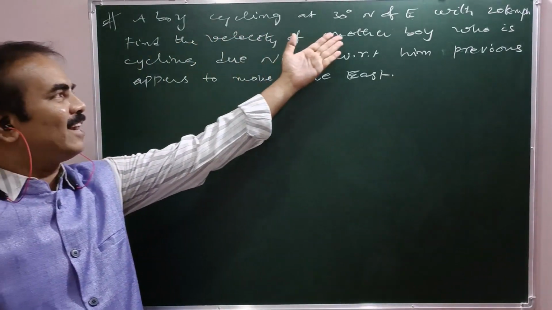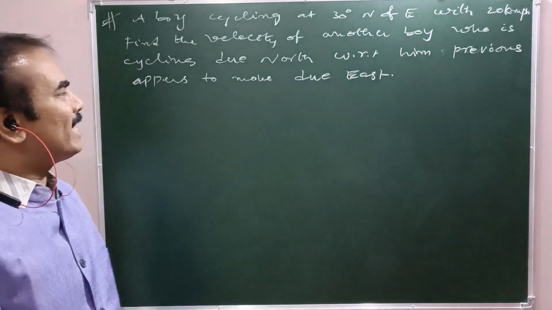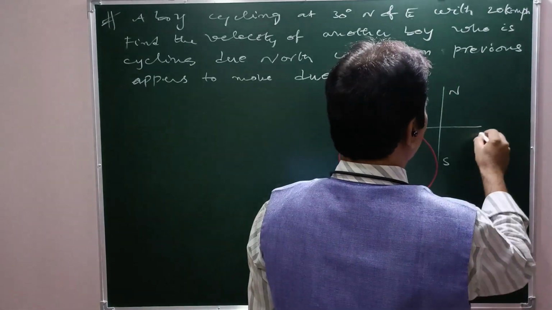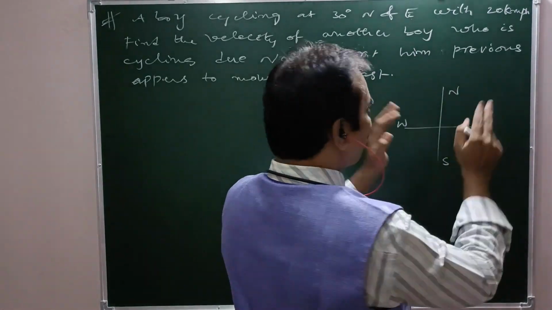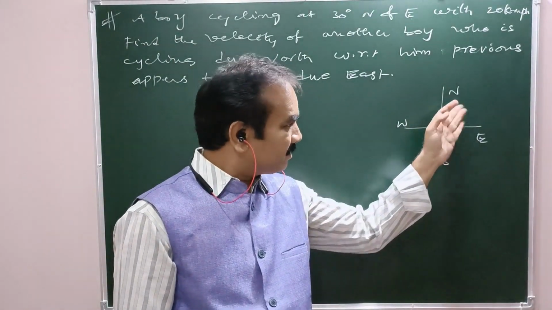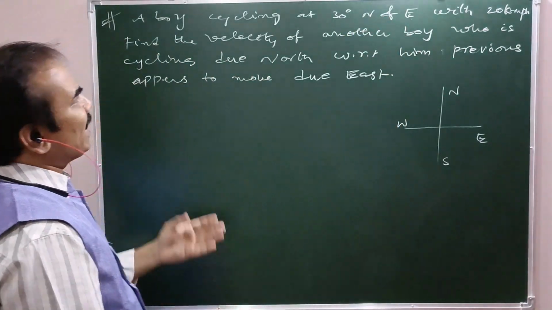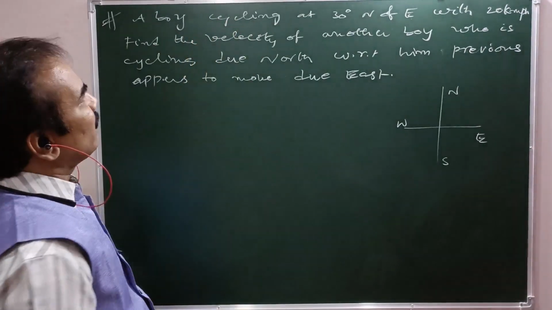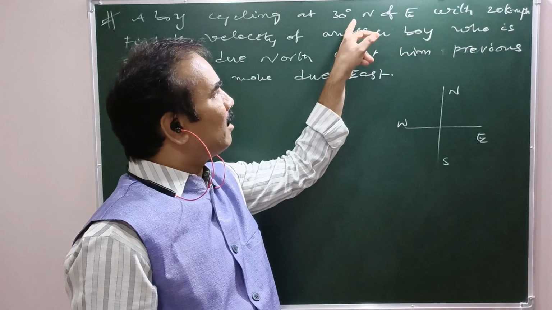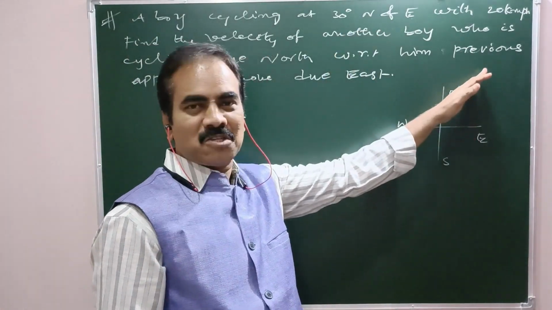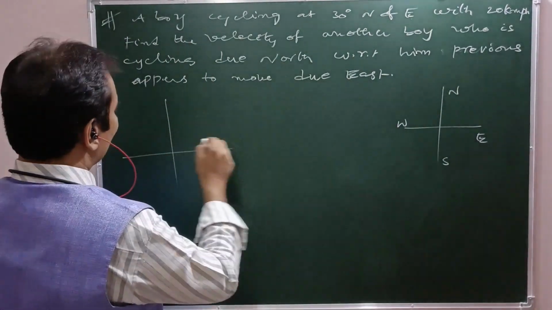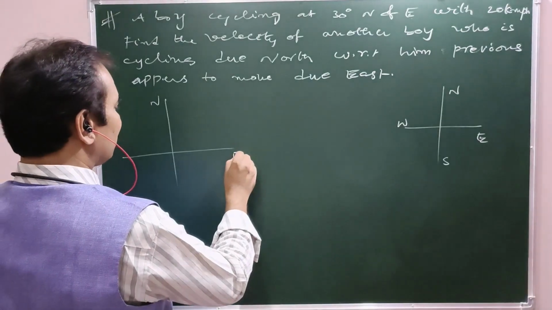See, a boy cycling at 30 degrees north of east with 20 kmph. Suppose I am taking here the directions north, south, east, west. Right? See, this is the top view of the plane. So based on these directions, now I'm trying to draw a diagram. North of east means the first quadrant, but the angle is taken with east.